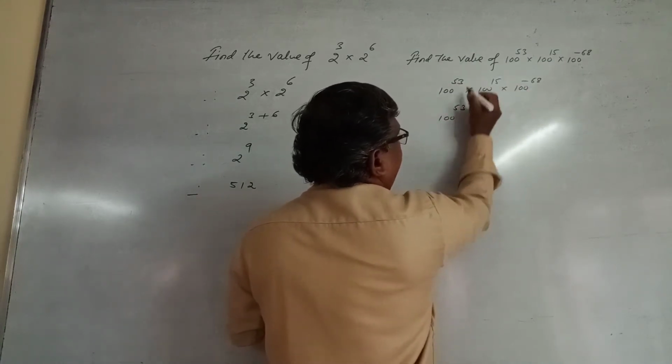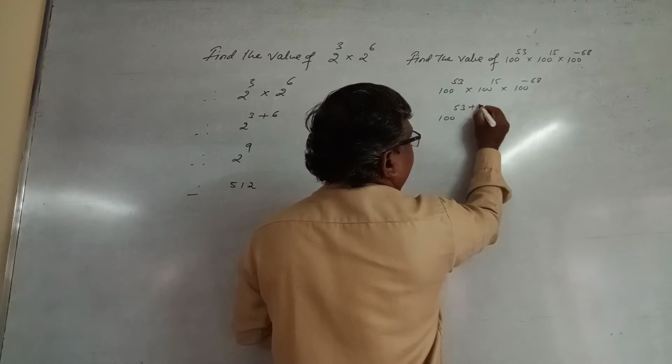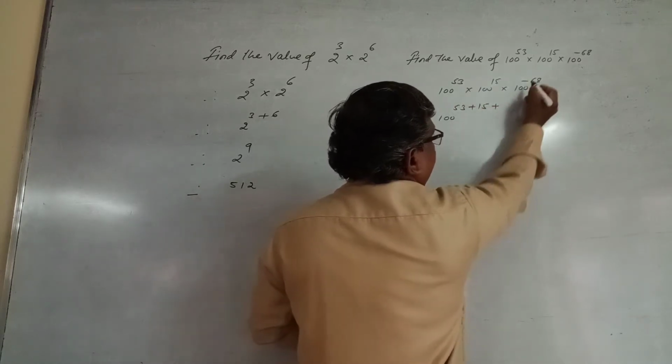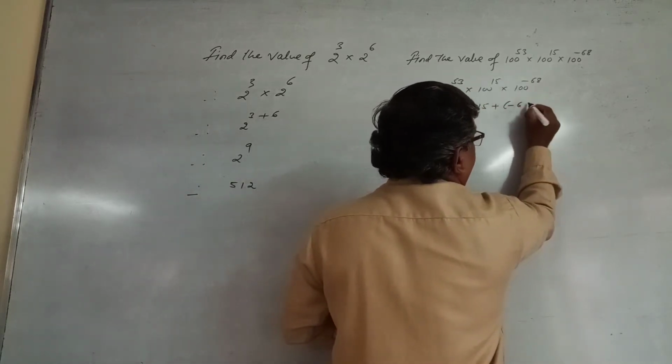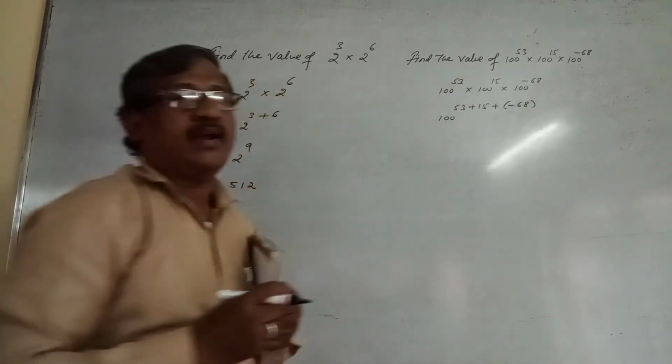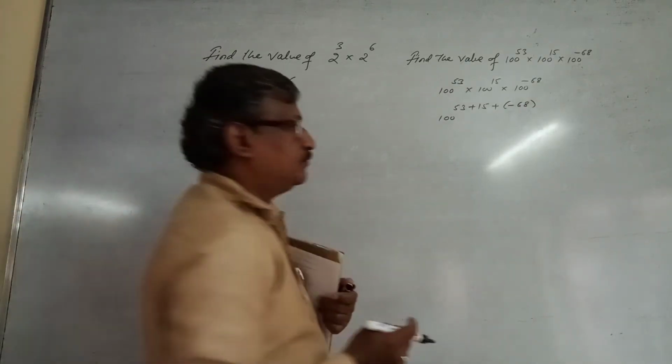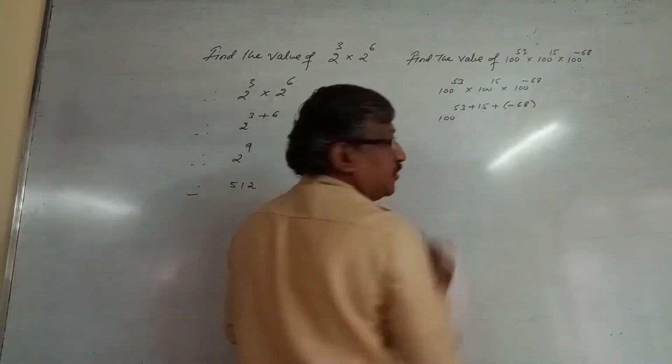Raised to it is 53. In 53 we have to add how much? It is 15, right? In this we have to add how much? It is minus 68. So negative values you put into small bracket. And now you have to simplify this.